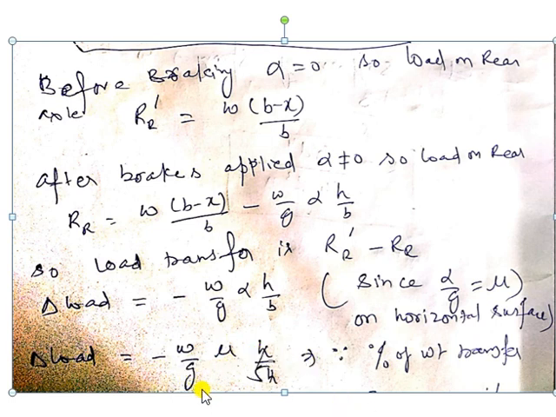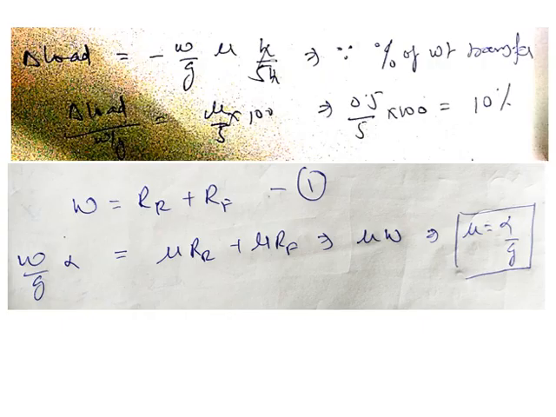If g is not there, it will become mu. So alpha by g will become mu, and you know h and b have a relation, b is equal to 5h, so h gets cancelled. If I need to calculate the percentage of weight transfer, it will be change in load divided by W, which equals mu by 5 into 100. Mu is given as 0.5 in the question, so 0.5 by 5 into 100 will be 10%.